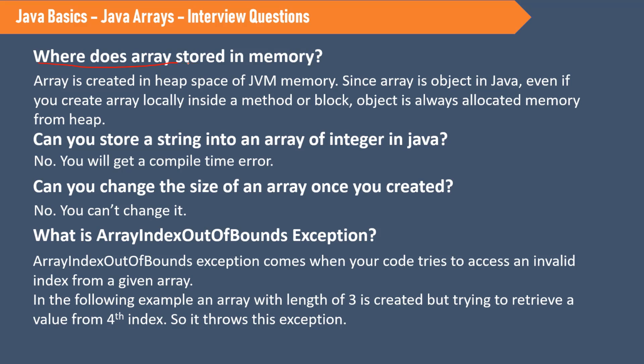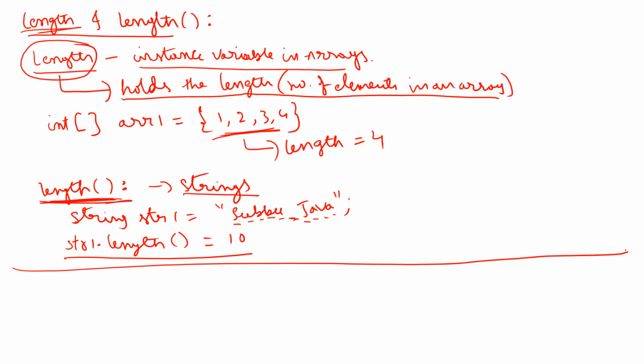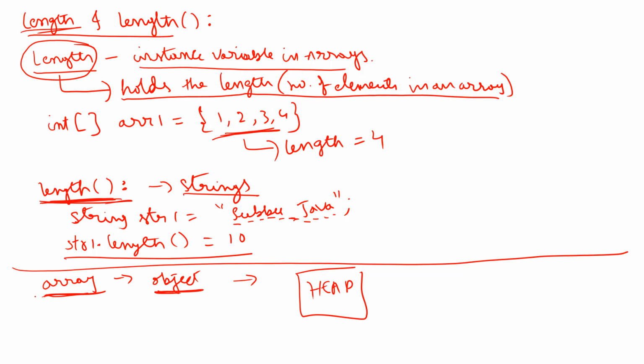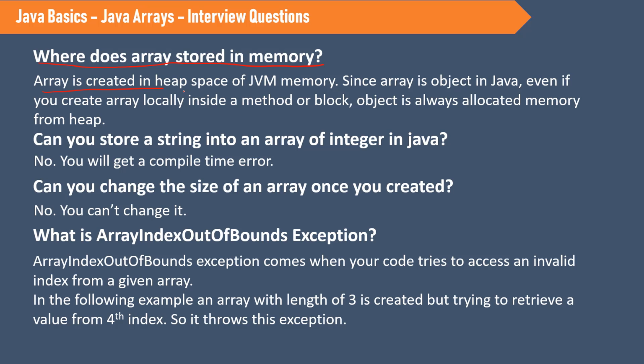So where is an array stored in memory? We have already seen that an array is an object. So when we create an array, that means we are creating an object. Objects are always stored in the heap memory. So whether you create an array in a method or in a block anywhere, since this is an object, this is always created in the heap memory. So array is created in the heap space of JVM memory. Since array is an object in Java, even if you create array locally inside a method or block, object is always allocated memory from heap.